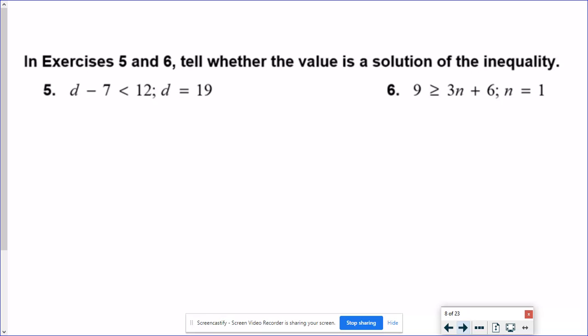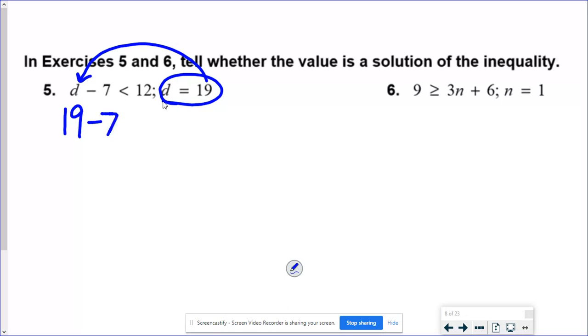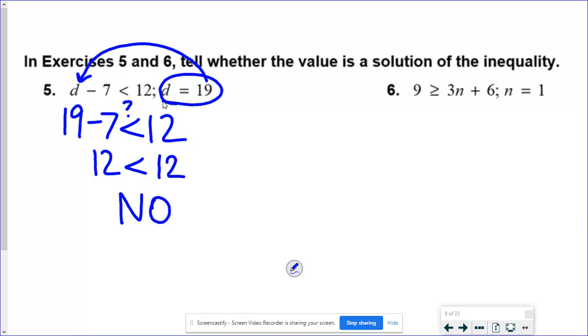5 and 6 are really just asking if a particular value is a solution, if it would be in the shaded part of a graph. But we don't have to actually solve it and shade it. We can just take this, say d equals 19, and we'll put that 19 in here for d. So I would have 19 minus 7. I want to know if that's less than, question mark, 12. Well, 19 minus 7 is 12. Is 12 less than 12? No, it's not. It's equal, but it's not less than. So that is not a solution.